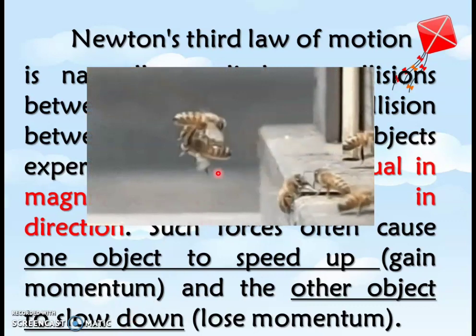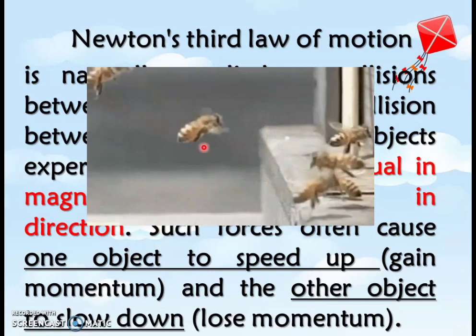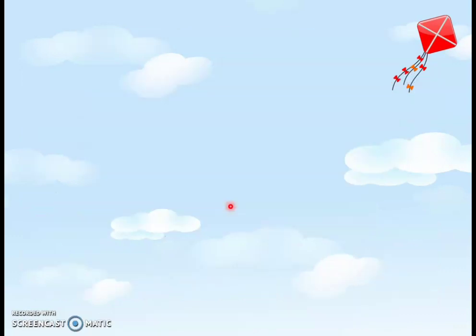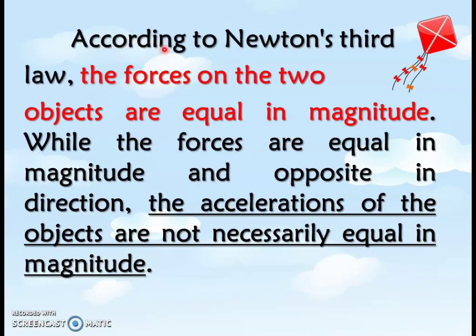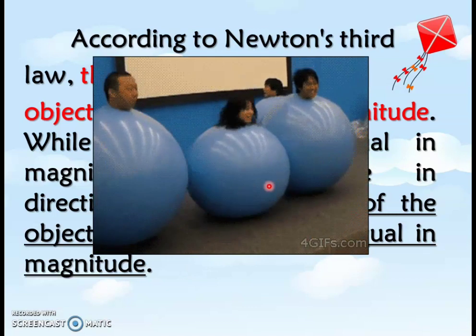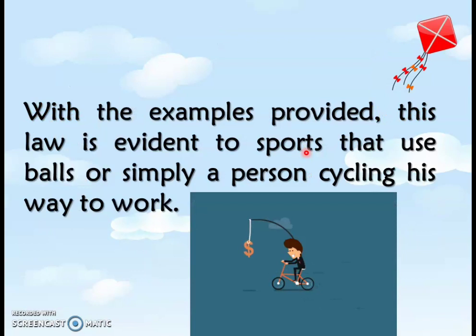Here's an actual example of collision, the collision of bees. On the top, the bee slows down, while at the bottom, the bee gains momentum. According to Newton's third law, the forces on the two objects are equal in magnitude. While the forces are equal in magnitude and opposite in direction, the accelerations of the objects are not necessarily equal in magnitude. Like in this picture, it doesn't mean that if the ball is big, it would move higher. It would still depend on the kind of ball.